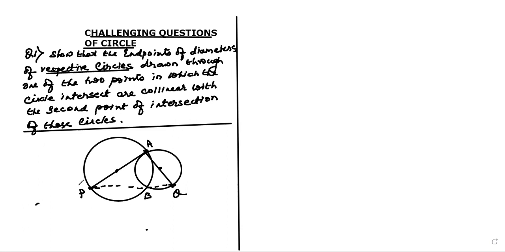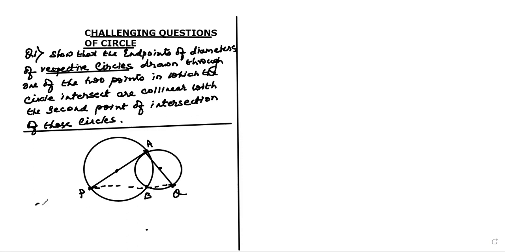These points are the endpoints of the diameters, because these diameters are drawn through one of the common points. The other endpoints of the diameters, you have to show, are collinear with the second point of intersection. Are you getting me, children? Such a question, when it comes, we call it a rider. We have understood the question and we have drawn the diagram.